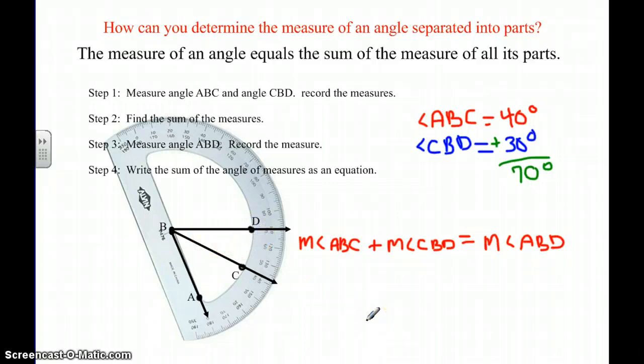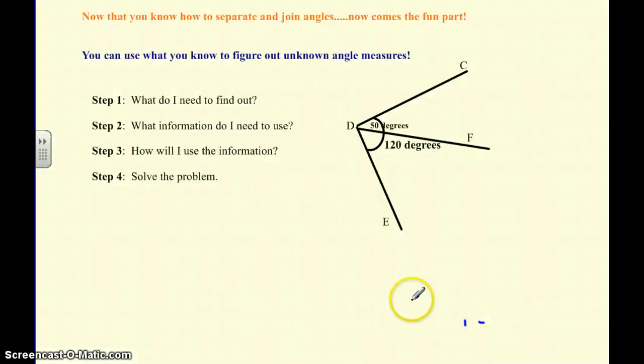All right, so now I'm going to show you something really neat. If you know how to do this, then the next part's pretty simple, because you can take what you know and apply this. So let's say you're given an angle and you're given some of the measures. Can you figure out what the unknown pieces are? This is like a little puzzle. If you look at it as a puzzle, this is kind of the fun part.